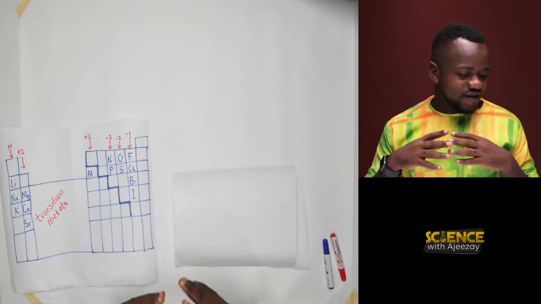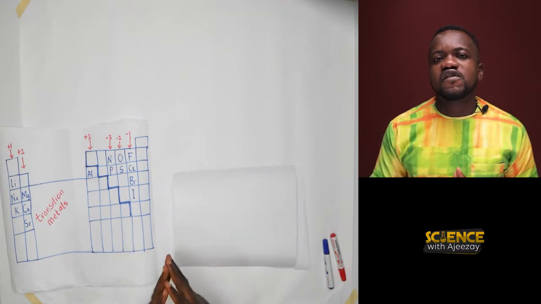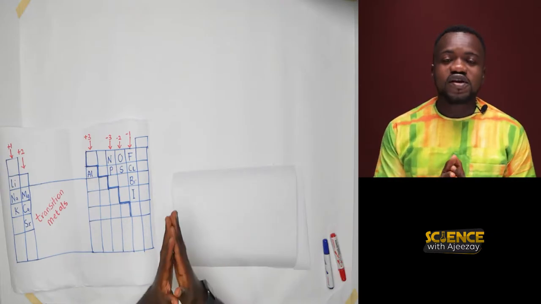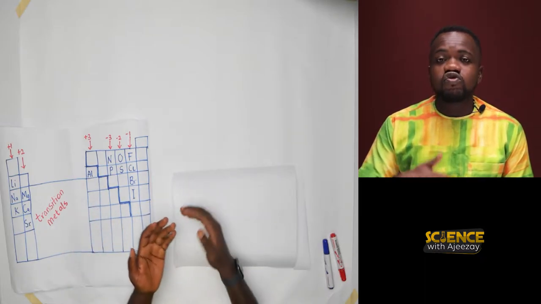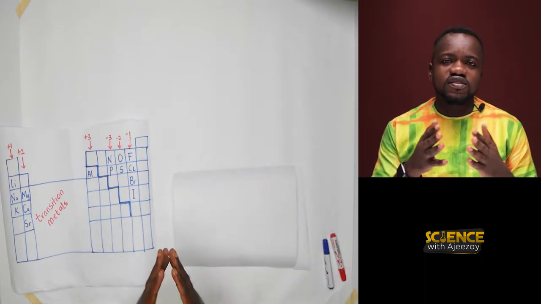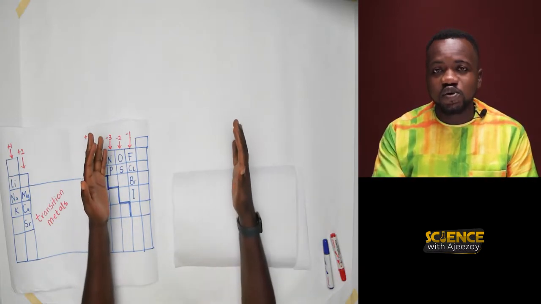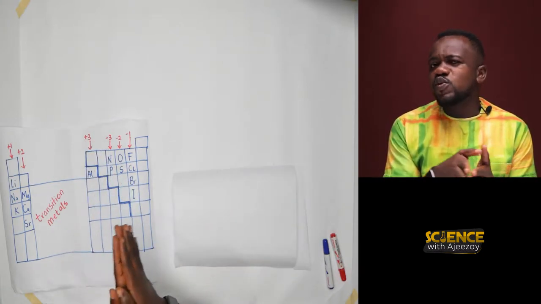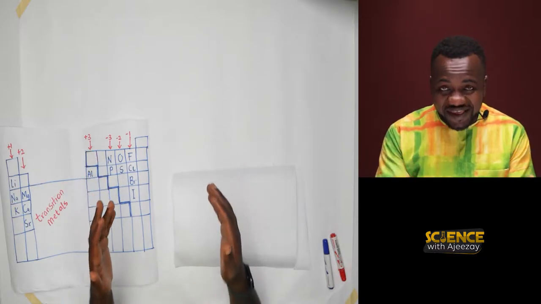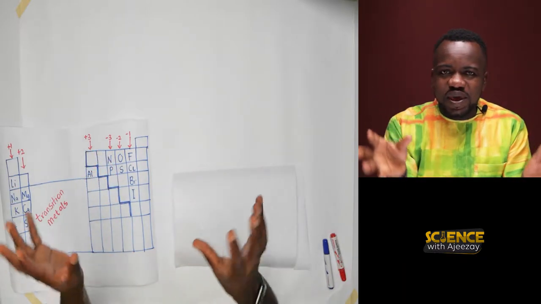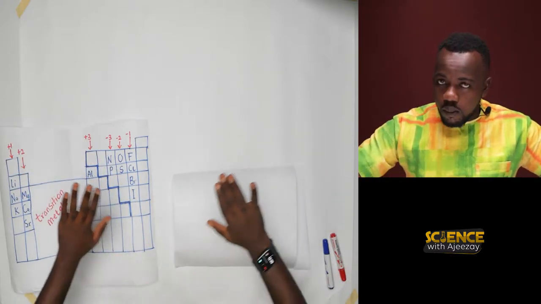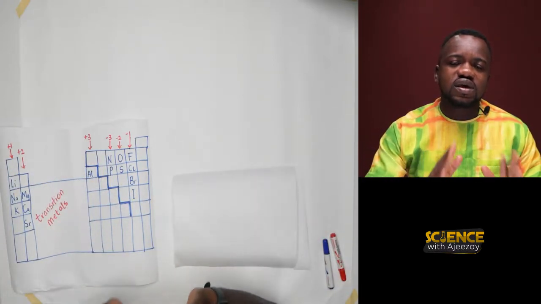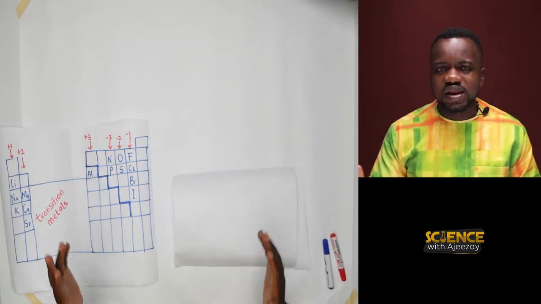My cherished learners, now that we have had a fair idea of the periodic table, I believe we can use that as the basis to progress into our next lesson, that is chemical compounds. In the beginning, we defined compounds as a chemical combination of two or more elements. So that is a compound. A compound is a chemical combination of two or more elements.